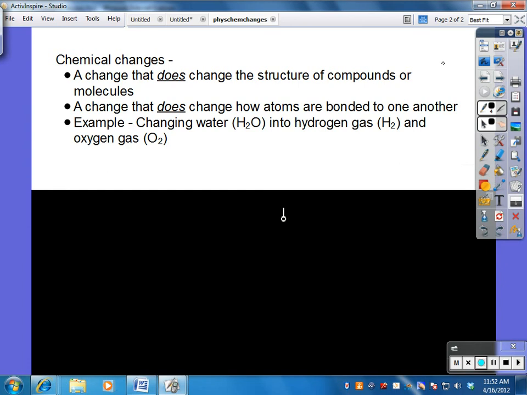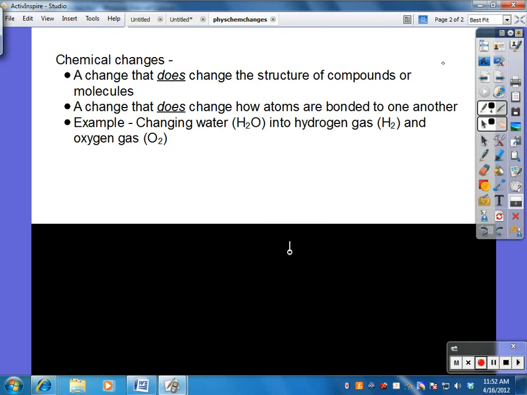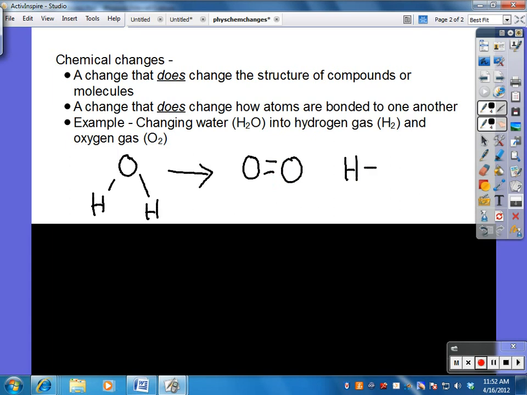We're going to look at changing water into hydrogen gas and oxygen gas. So let me draw for you how that would look. We know that water is H2O. Hopefully you remember its structure is like this. If we run an electric current through water, we can actually get the bonds to break and get them to reform as hydrogen gas and oxygen gas. So we can draw a little arrow. And then we would get O, and if you remember, it's double bonded. And we also get H's, hydrogen gas, bonded to each other.